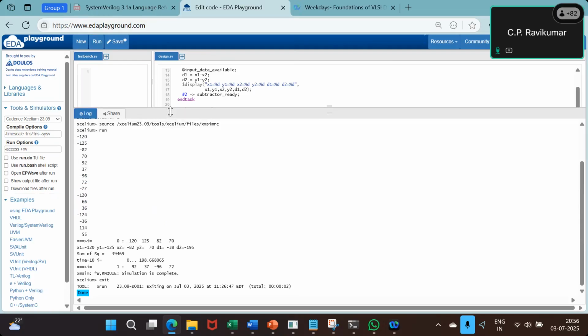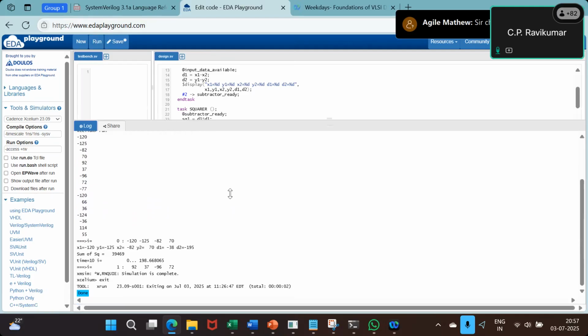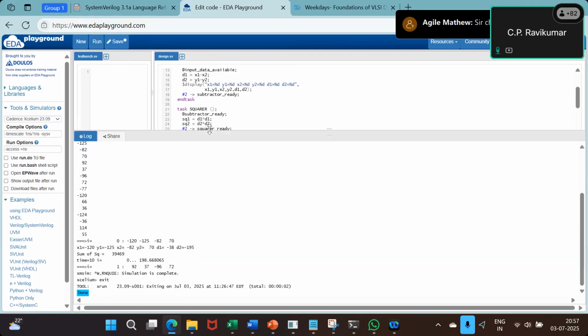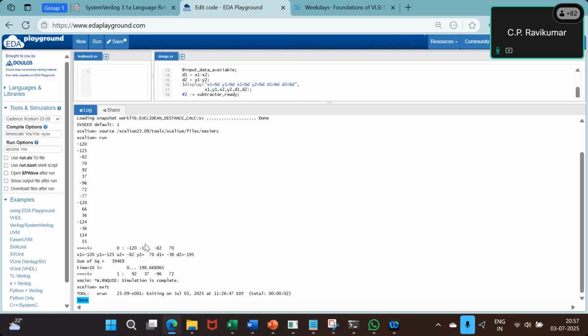See, it even took the correct data. So minus 120, minus 125, minus 82, minus 70. Then it took 92, 37, minus 96, 72. So all that it did, what I equal to 0 location, it took minus 120, minus 125, minus 82, 70. Then it took 92, 37, minus 96, 70. Okay, I think that's okay.